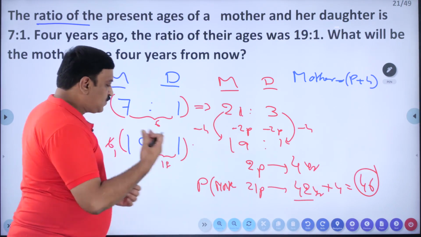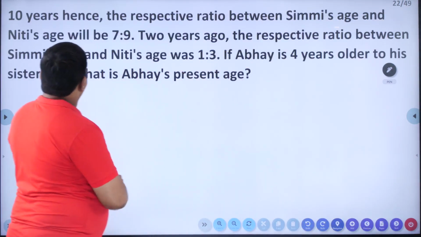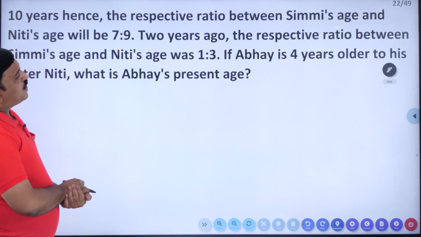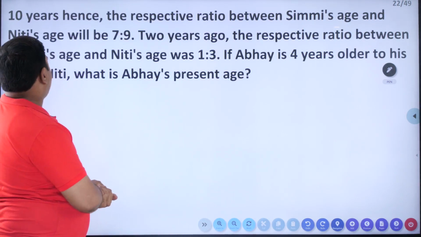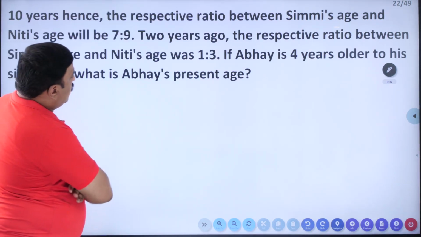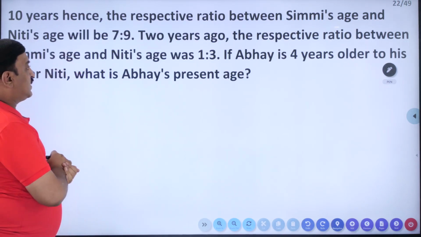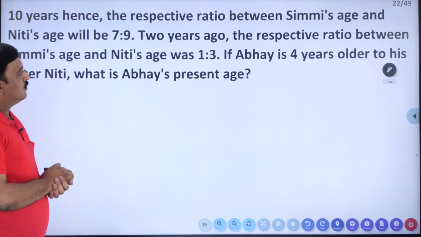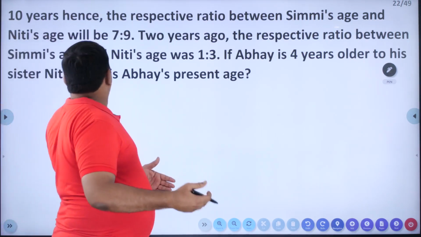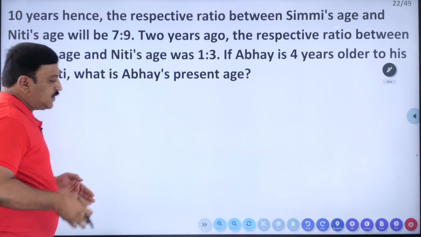Okay, let us go with the next question. 10 years hence, the respective ratio between Simi's age and Niti's age will be 7:9. 2 years ago, the respective ratio between Simi's age and Niti's age was 1:3. If Abhay is 4 years older than his sister Niti, what is Abhay's present age?